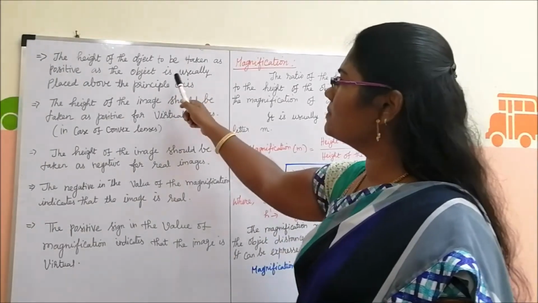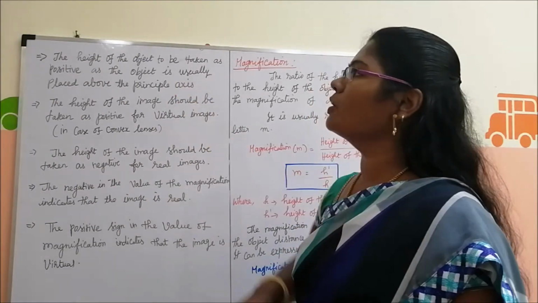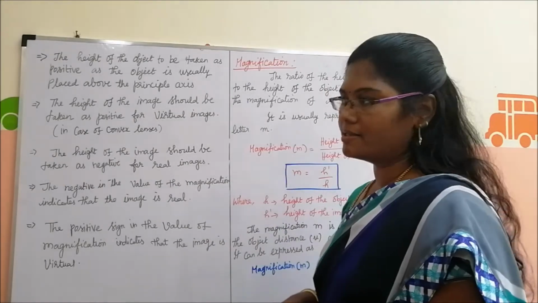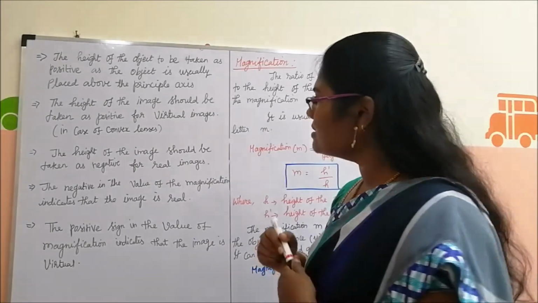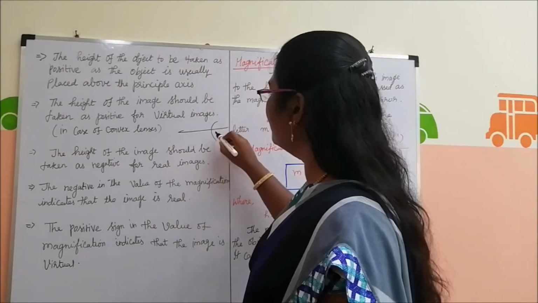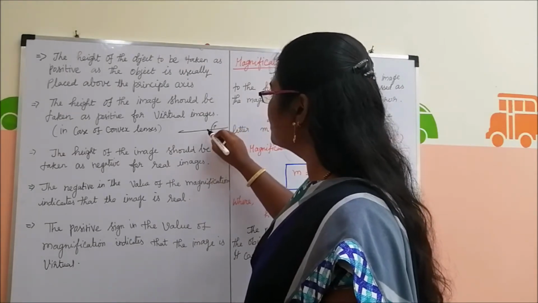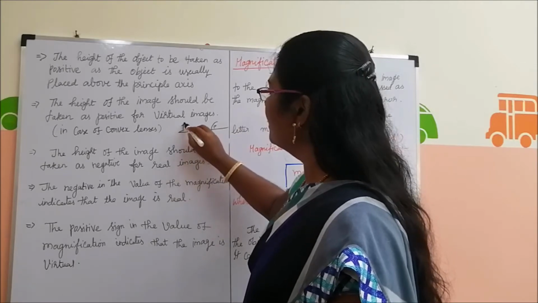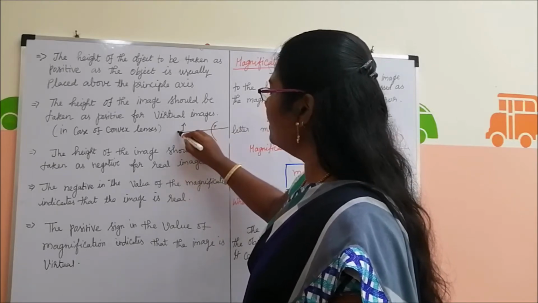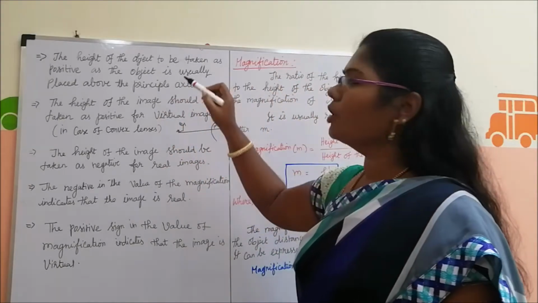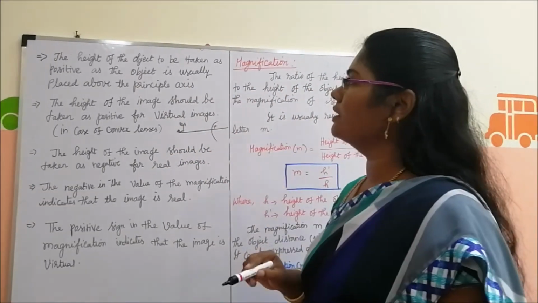For using the magnification formula, we should follow some conventions. The height of the object is to be taken as positive, as the object is usually placed above the principal axis, because we always take the object only above the principal axis. If this is a mirror and this is a pole, then this is the principal axis. We always keep the object above the principal axis, so we take the object height as always positive.